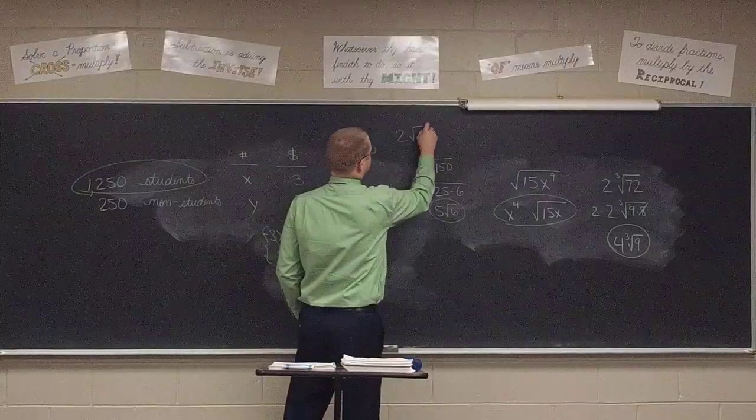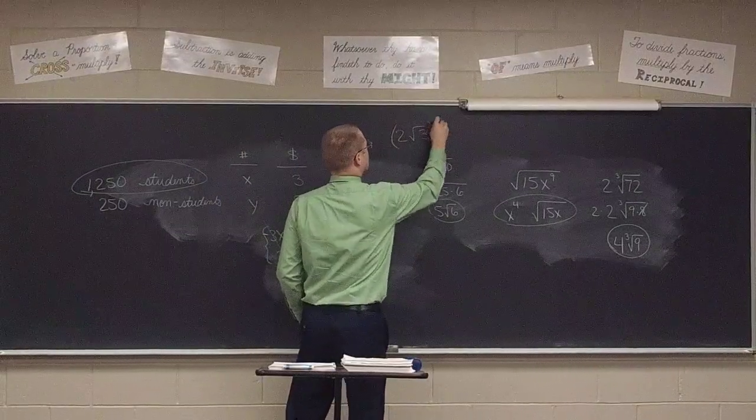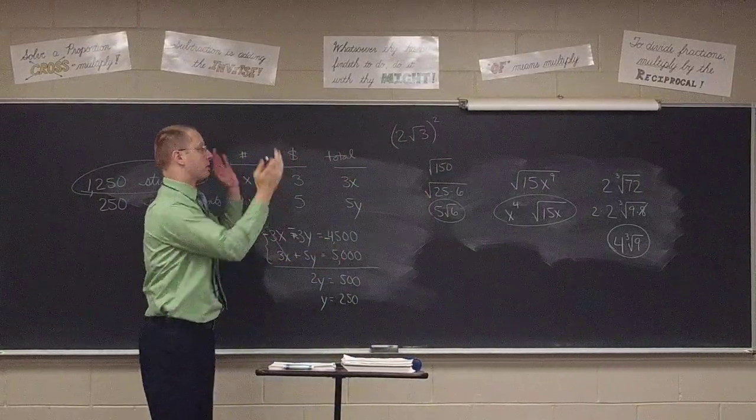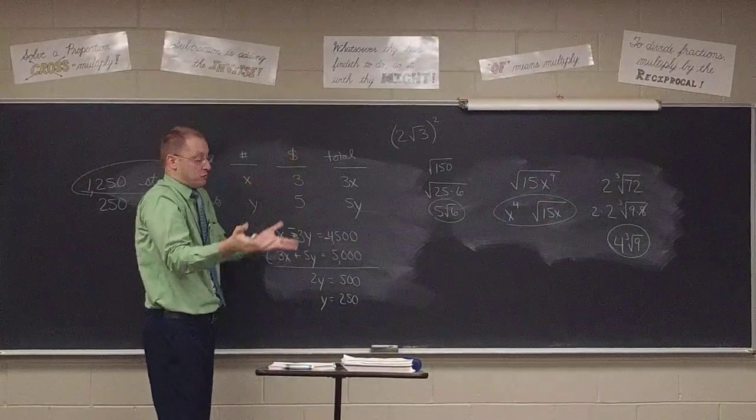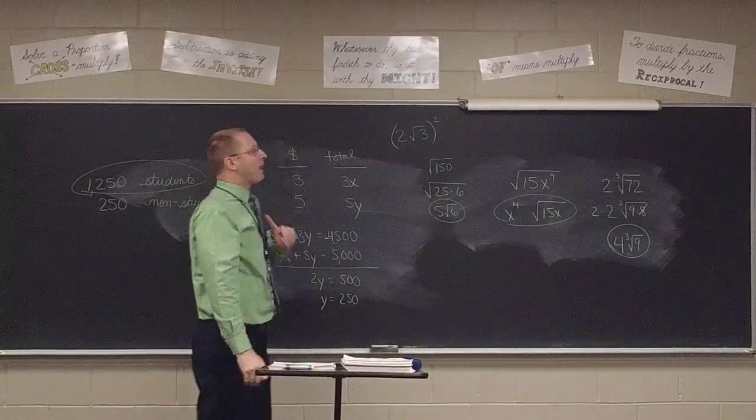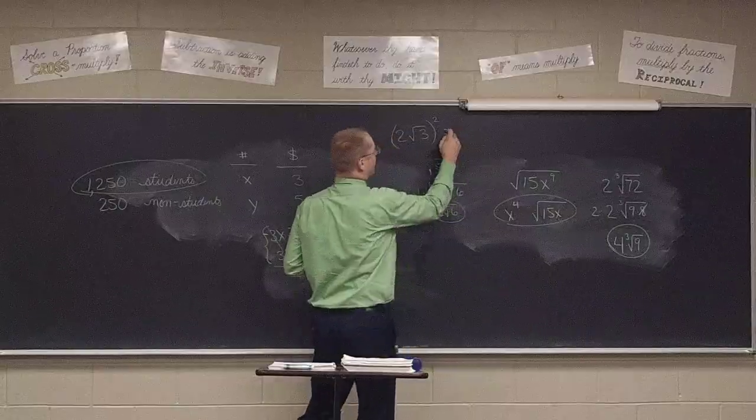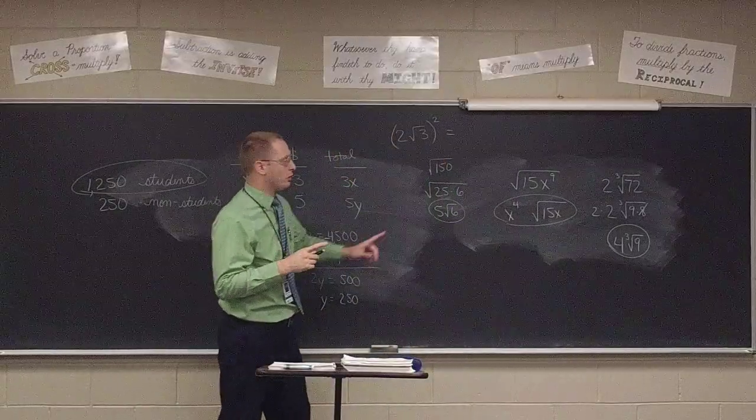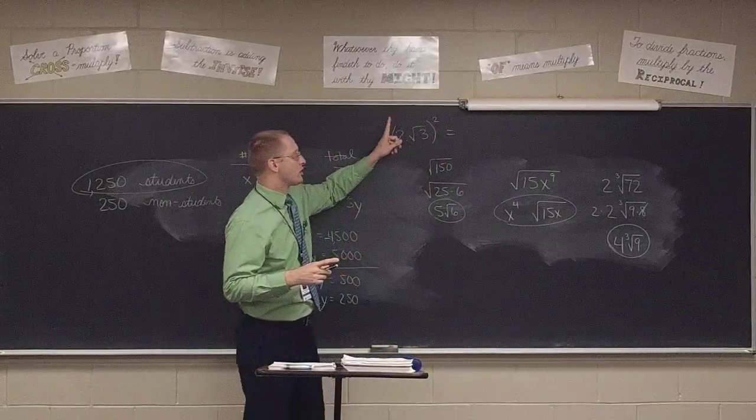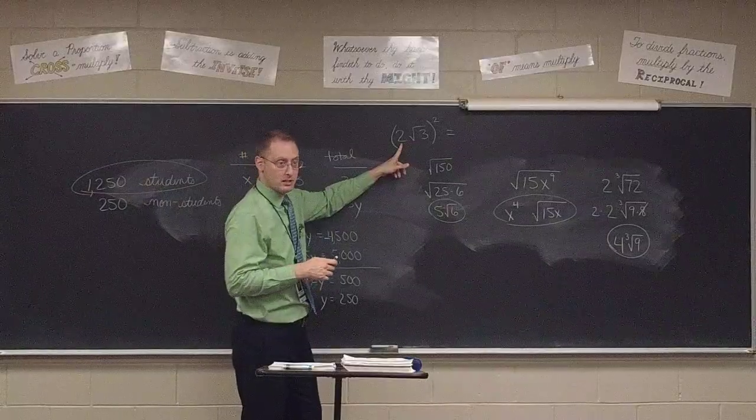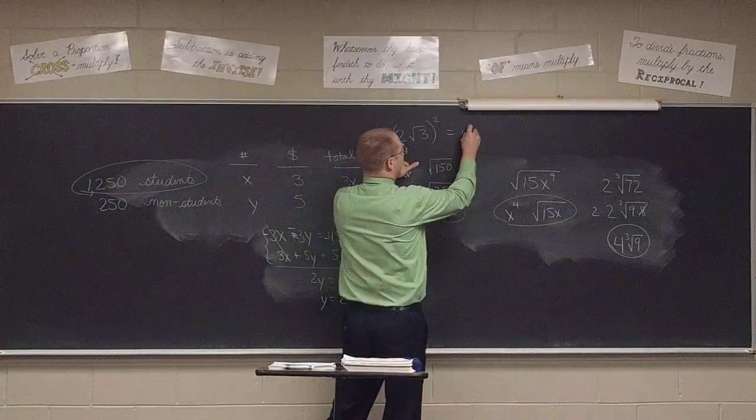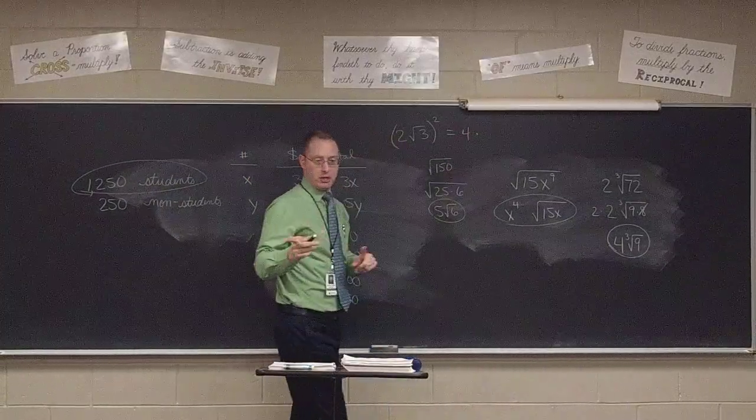a radical expression being squared. And there's a couple ways to work with this. One method would be to simply write it a second time and go ahead and do the multiplying like we've been doing. But I told you before that when you square a radical, you're going to start by squaring the coefficient to get 4.